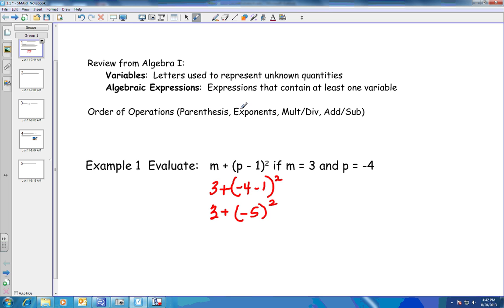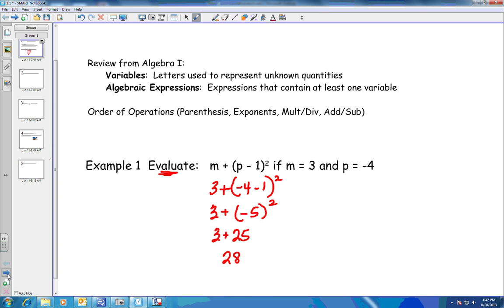So I've done parentheses. Now I'm going to look for exponents. Here's an exponent. So it's negative 5 quantity squared, so that means negative 5 times negative 5. That's going to be positive 25. Remember, a negative times a negative is a positive. I don't have any multiplication or division, so now I'm just going to add that together, 28. And anytime it says evaluate, that means, see this word value in the middle of it? That means I have a value or a number as my answer.